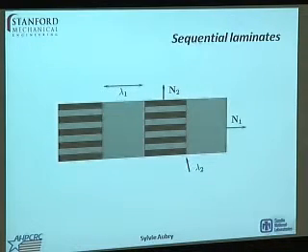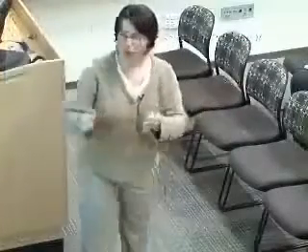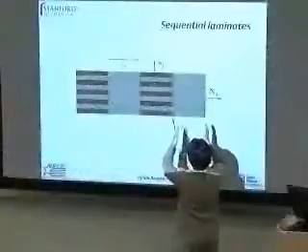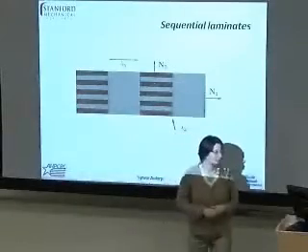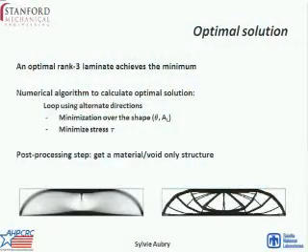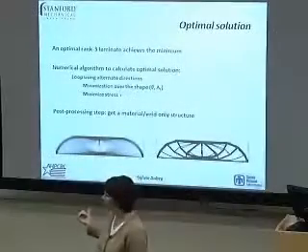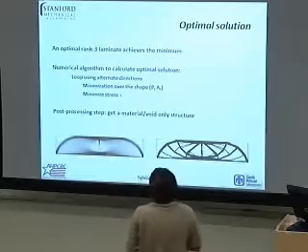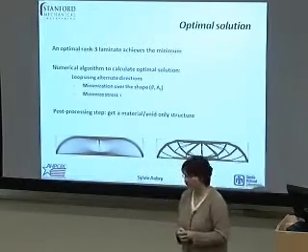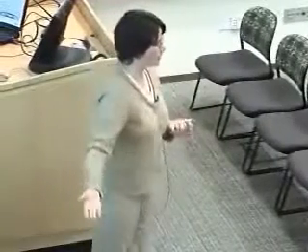You give yourself a direction and a proportion of lamination, and with that you can define several rank laminates. And it happens that these sequential laminates are actually optimal for that problem. So you can find there is a rank 3 laminate that achieves the minimum in the minimization problem. And so with that, you can define a numerical algorithm to calculate your optimal shape.